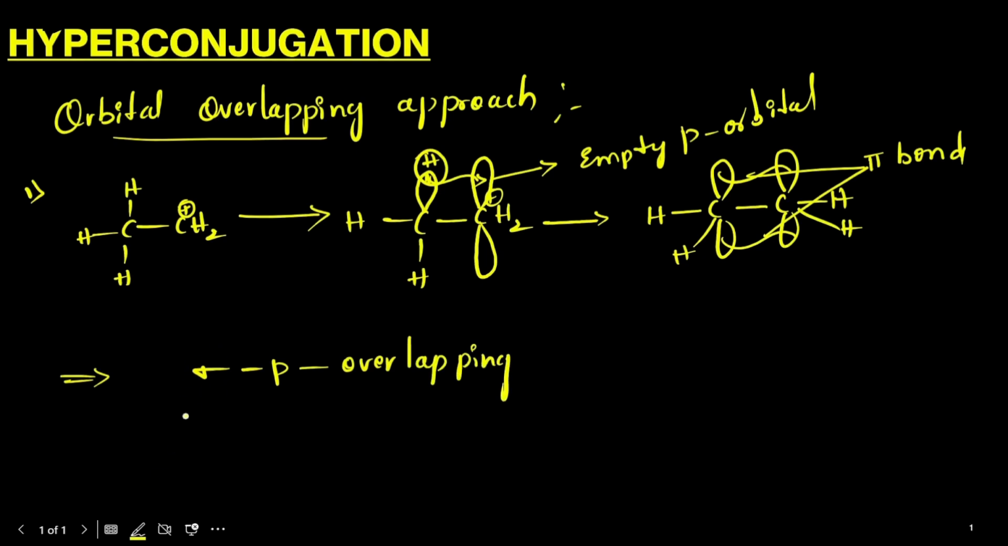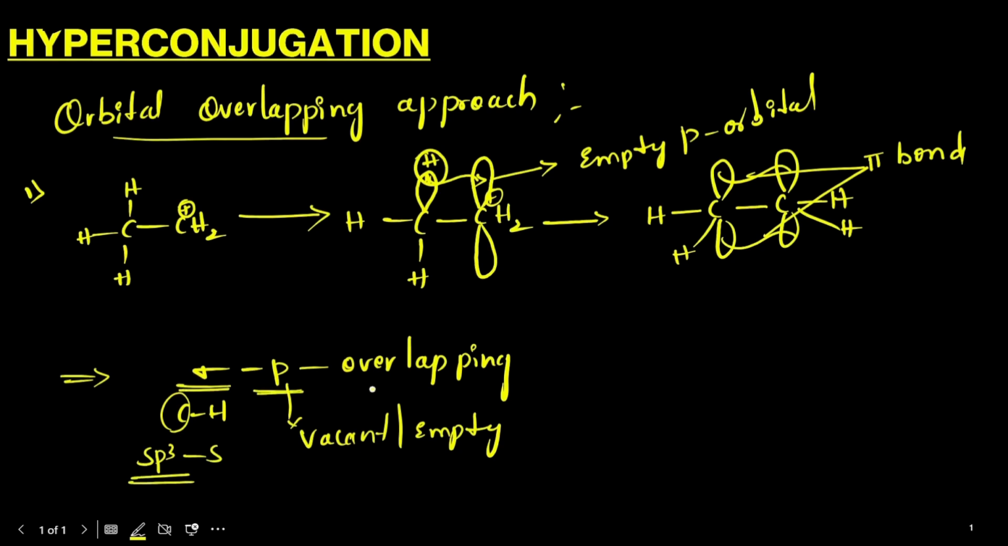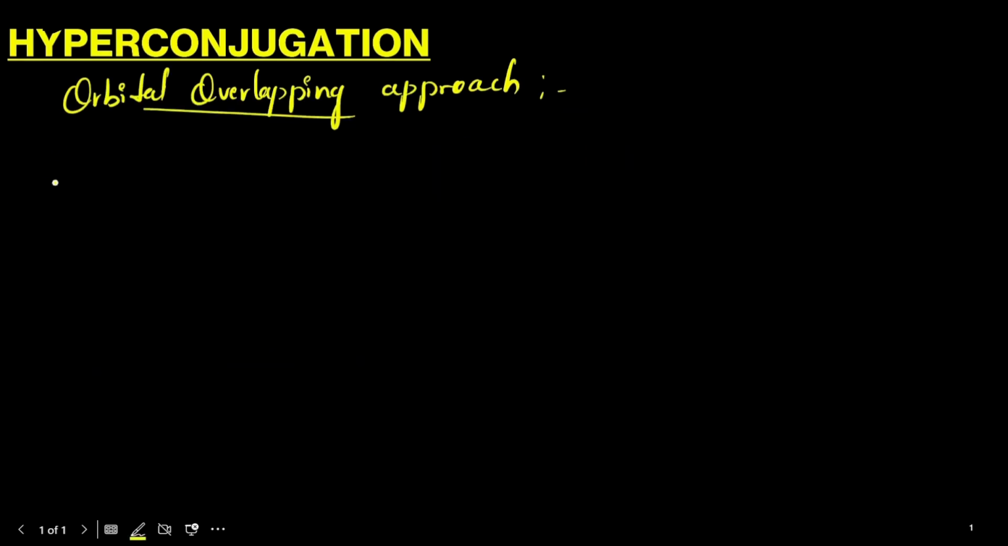Okay, this sigma electrons is of carbon and hydrogen, and this p orbital is vacant or empty. And here this carbon is an sp3 hybridized carbon atom, and hydrogen is of s orbital. Okay, so in a carbocation, sigma and p orbital overlapping is taking place. Let us take free radicals.